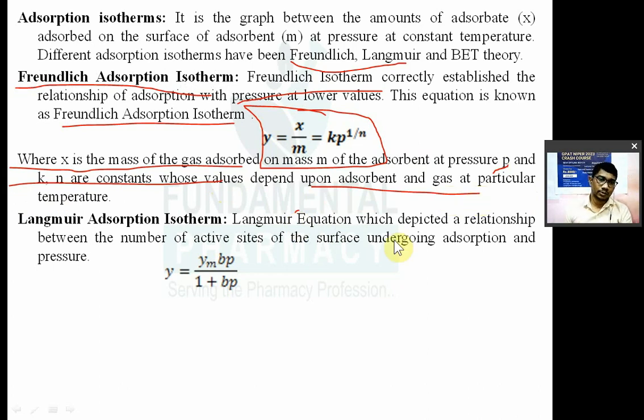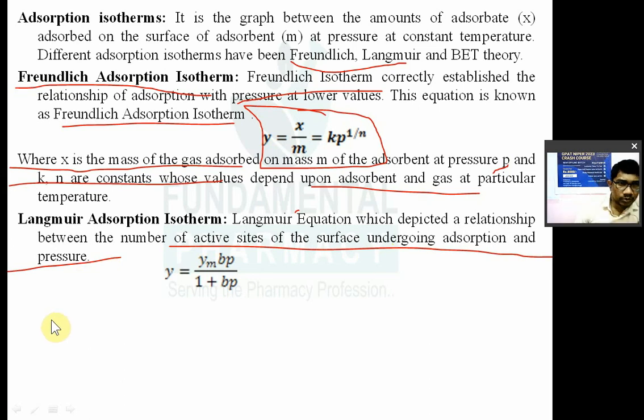The second is the Langmuir adsorption isotherm. The Langmuir equation depicts the relationship between the number of active sites on the surface undergoing adsorption and pressure. Active sites means how many active sites there are on the solid, and how much gas is adsorbed depends on that. The question comes like this: which adsorption isotherm depicts the adsorption of gas at a lower pressure, Freundlich, or which isotherm gives the relationship between the number of active sites and pressure? Langmuir adsorption isotherm.